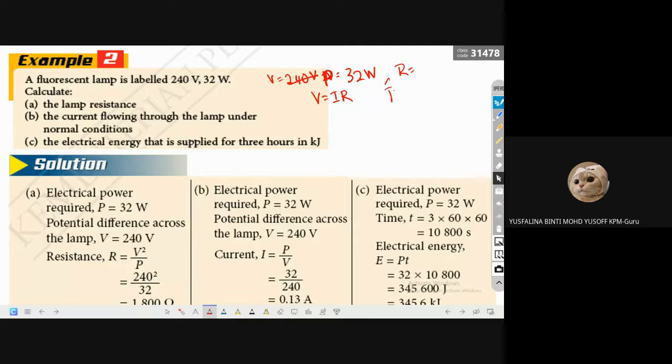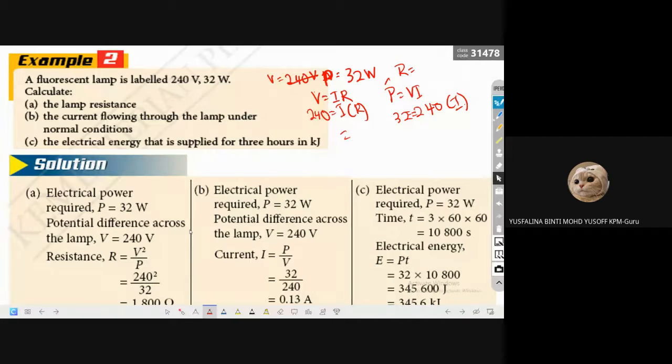But we know P is equals to VI, right? So what is your V here? 240. What is your power here? 30. Then you can find your I here. After that, you can just substitute your I here and your V here, 240, then you can get your R here. So your I, you calculate 30 divided by 240, we get the answer. Then you substitute in here. You just have to remember the four basic formulas, but if you already memorized it, it's okay, you can just straight away use it.